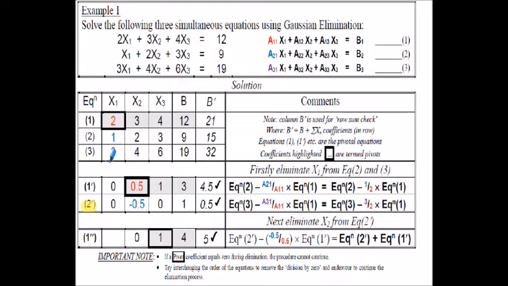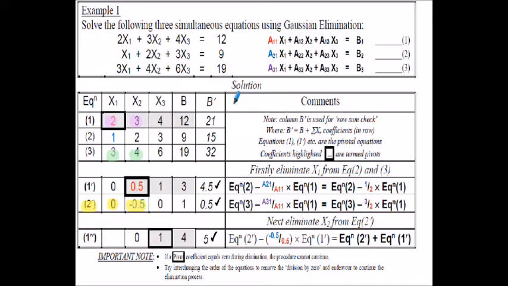So equation 3 coefficient for x1 is 3, and we're subtracting from that 1.5 times the coefficient for x1 in equation 1. So 3 take away 1.5 times 2 will actually give us a value of 0. So for equation 2 dash, the value here is 0. So we repeat the process now for the other columns. For x2, the coefficient for x2 in equation 3 is 4, and we're subtracting from that 1.5 multiplied by the coefficient of 3 for x2 in equation 1. So 4 take away 1.5 multiplied by 3, that's 4 take away 4.5, gives us a value of negative 0.5.